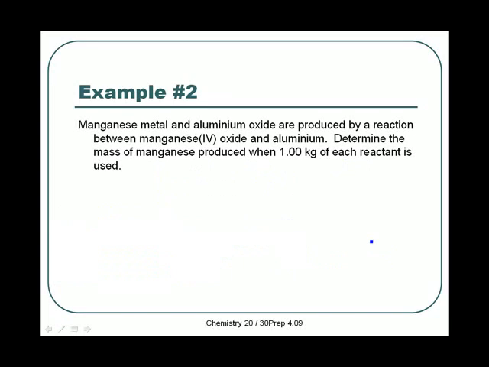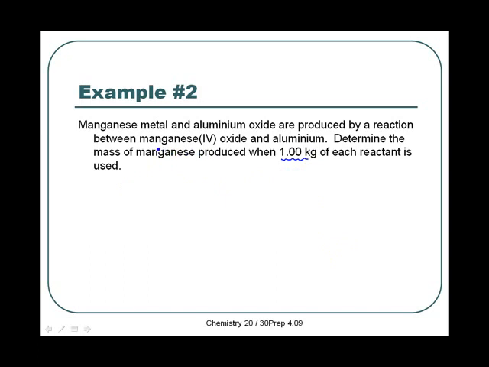Let's try another one. Here we have manganese metal and aluminum oxide produced by a reaction between manganese 4 oxide and aluminum. So determine the mass of manganese produced when 1 kilogram of each reactant is used. As soon as we see that we know an amount for both reactants, we know we're going to have to do a limiting reagent problem, because we know how much of each reactant we have and need to see which one gets used up first.